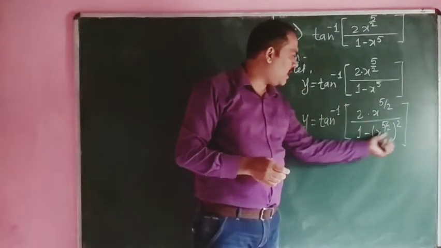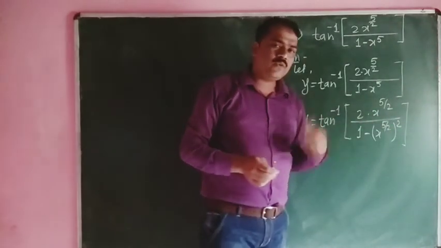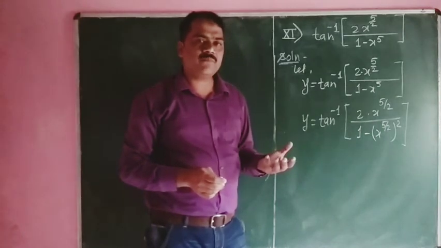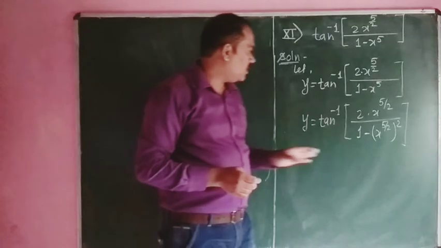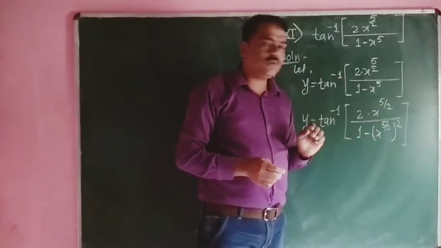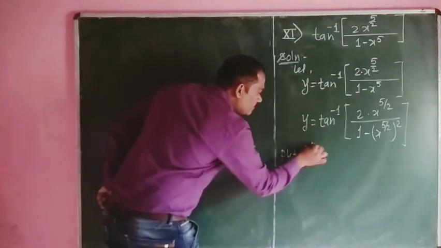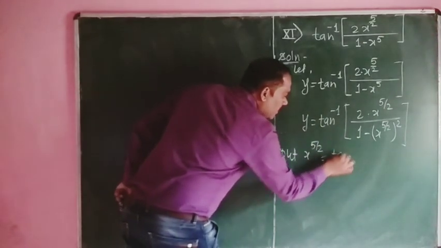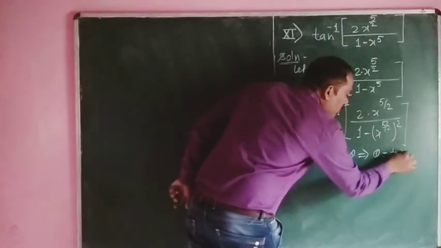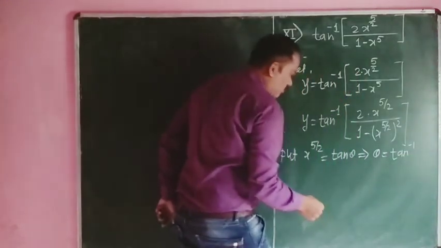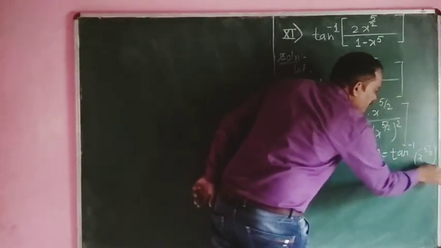Now we get the form 1 minus x square. We have to know that 1 minus tan square theta is equal to sec square theta, a formula we should already know. So we put x raised to 5 by 2 is equal to tan theta. This implies that theta is equal to tan inverse of x raised to 5 by 2.